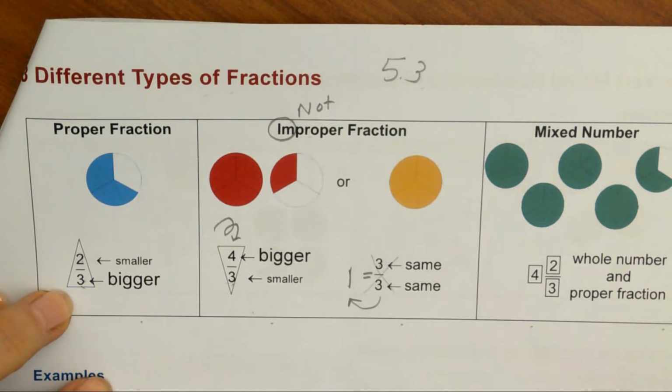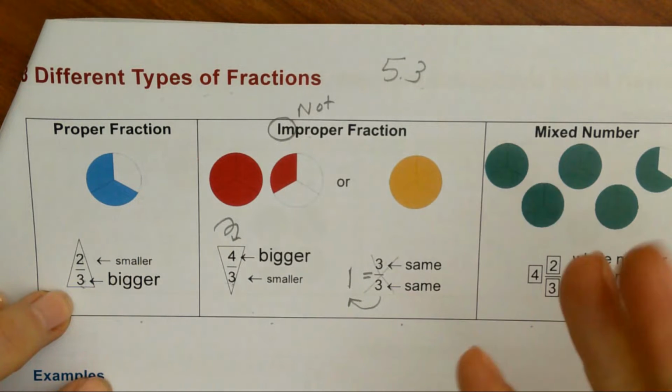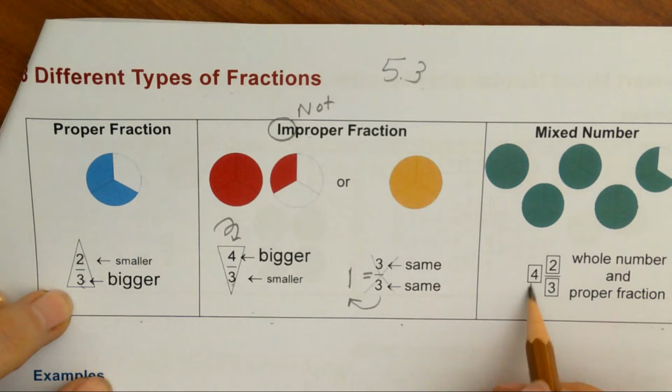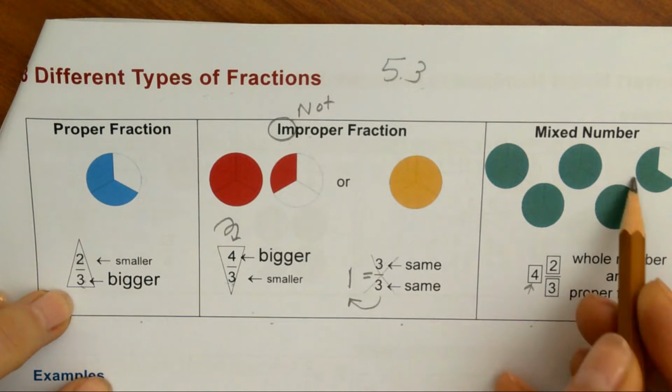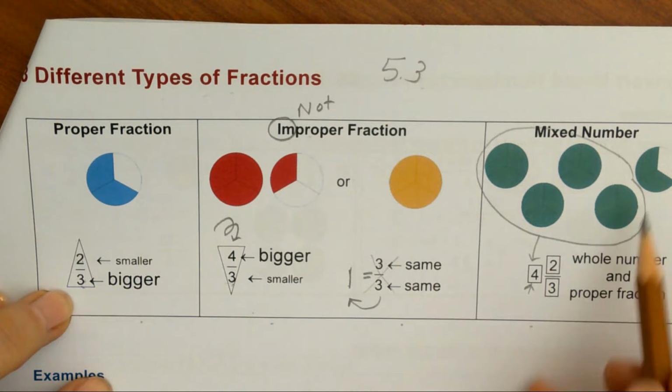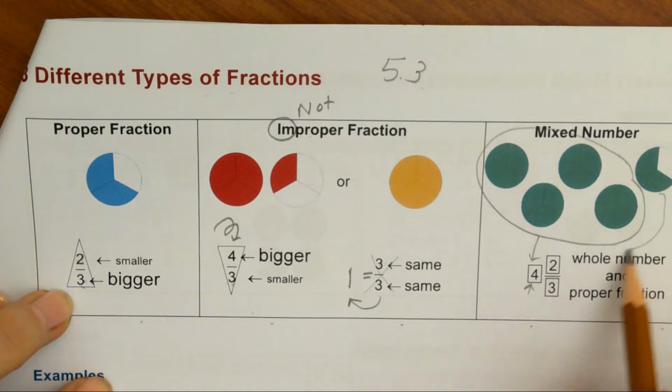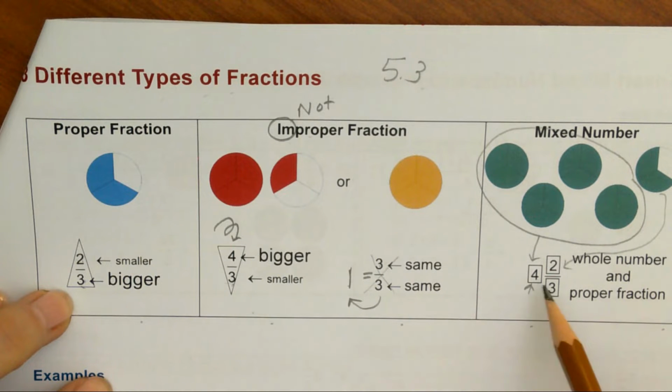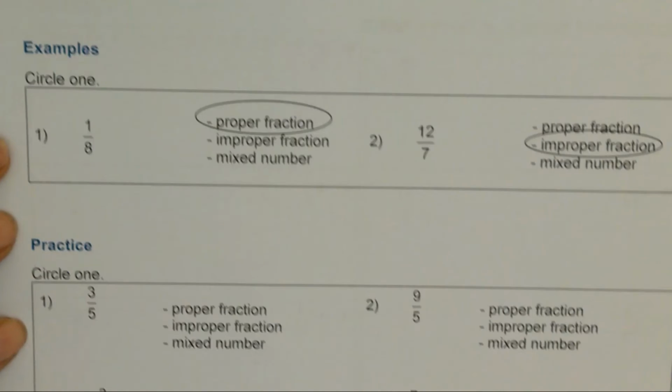A mixed number is when I have a whole number here. So here I have 4, say this is cakes. I have 4 cakes, and then I have 2/3 of a cake. So I have a number in front and then a fraction beside it close together. Okay, so that's the vocabulary. So let's look at the examples.